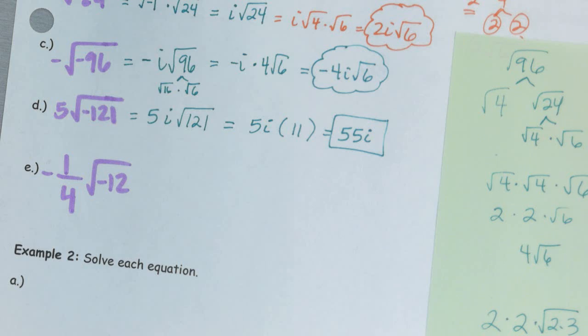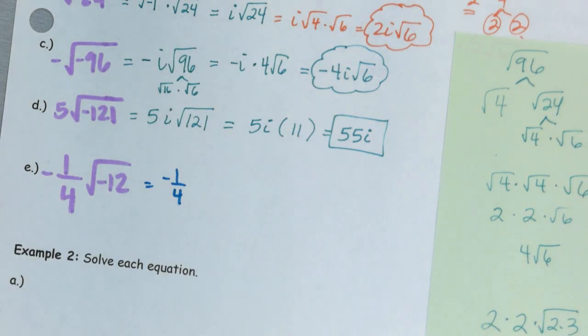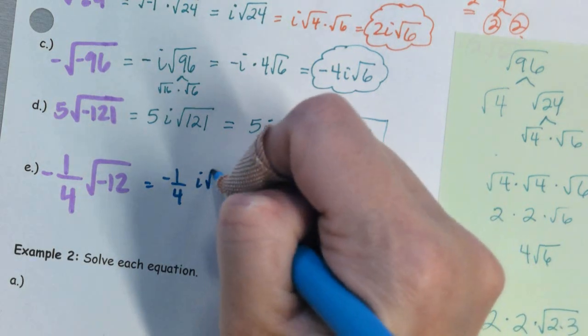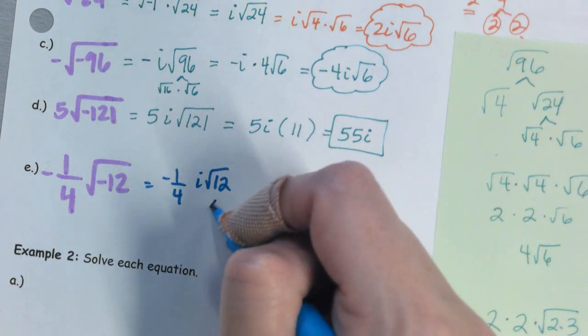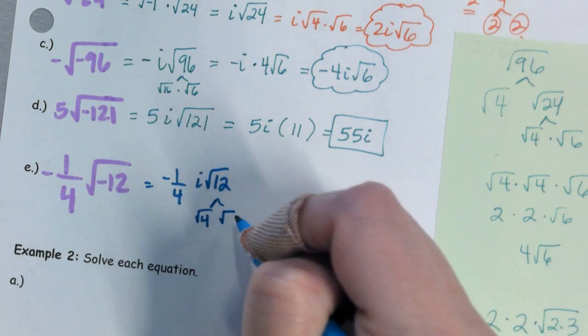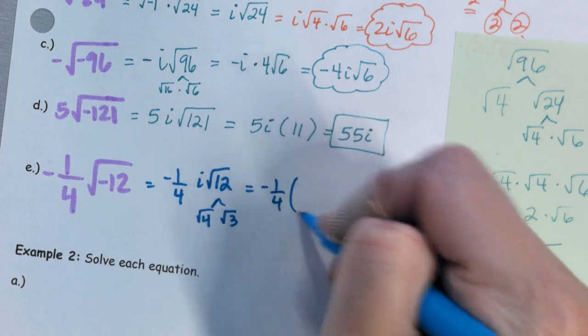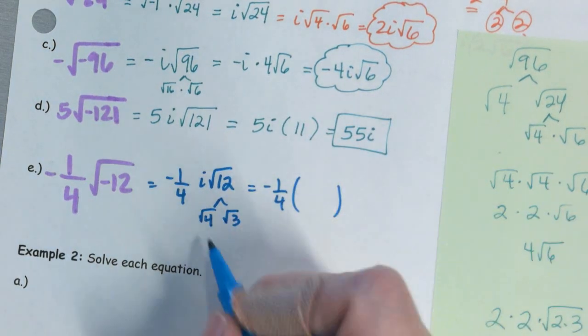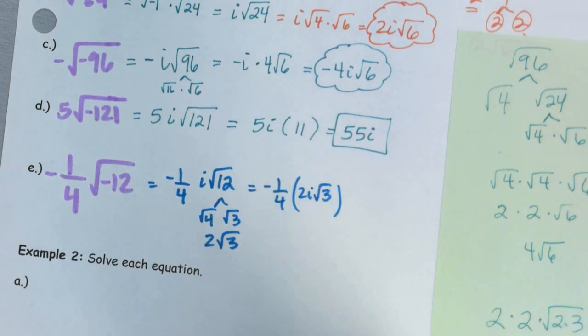Okay, so we are going to do root 12. So I'm going to leave the negative 1/4 in front. Okay, and then when you have the square root of 12, we are going to simplify that. Okay, so what's the biggest perfect square that goes into 12? Okay, so this is root 4 times root 3. So when we simplify it, I'm just going to put this part in the parentheses. This is going to be 2 root 3, so we would write it as 2i root 3.